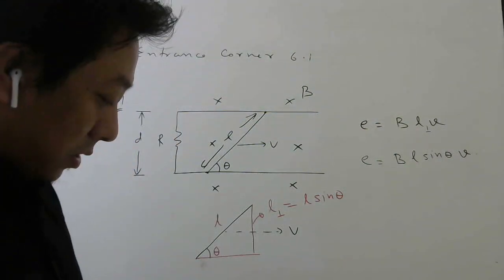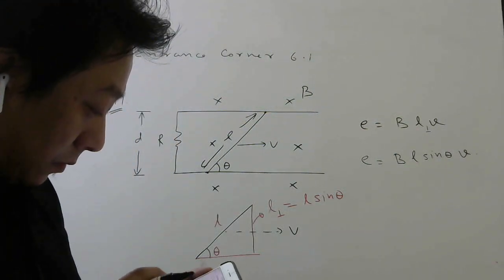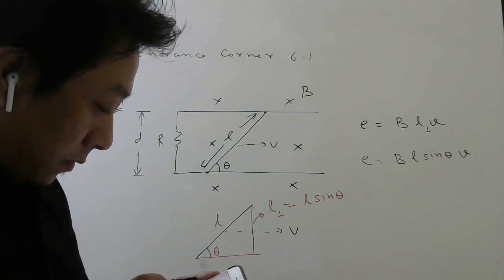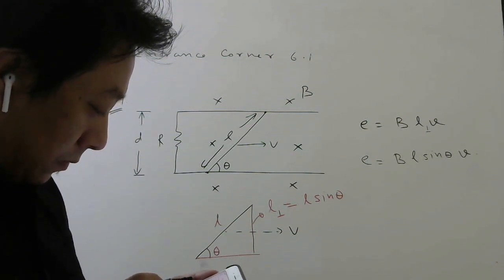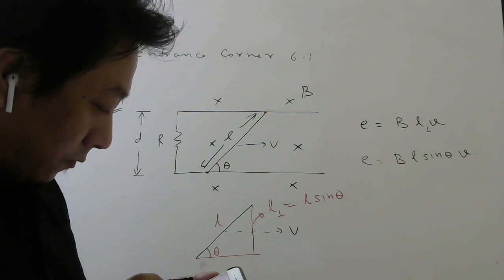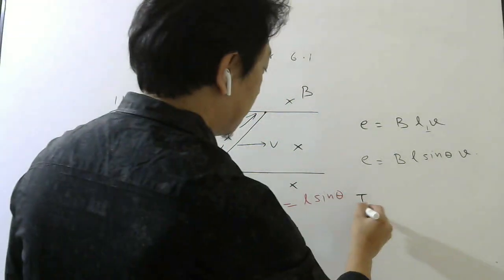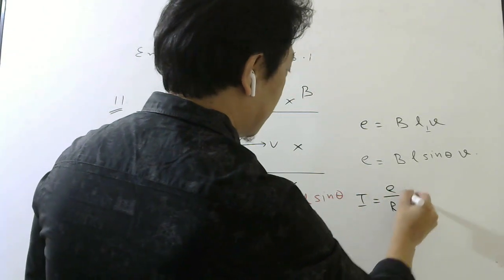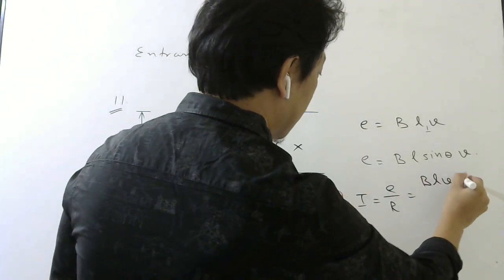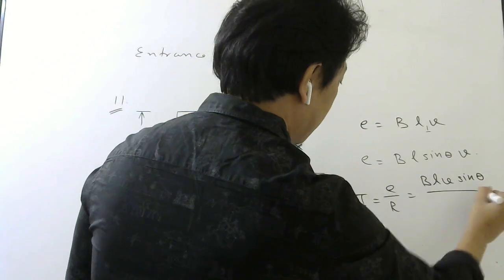Now, they want EMF or current. Okay, they have not mentioned. Find the current, they are asking. So current will be what? EMF divided by resistance. So BLV sine theta divided by resistance.